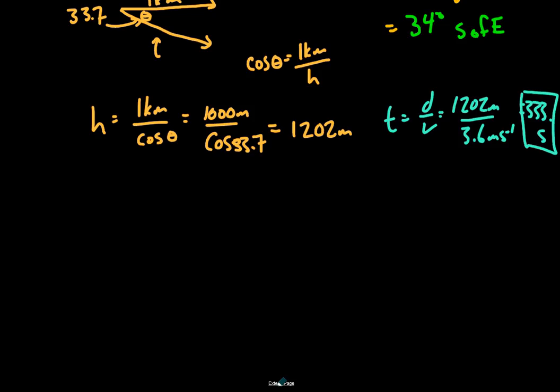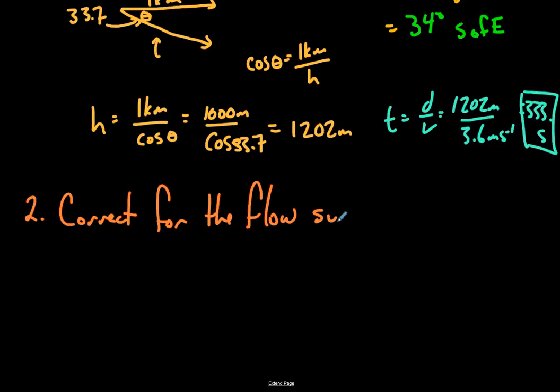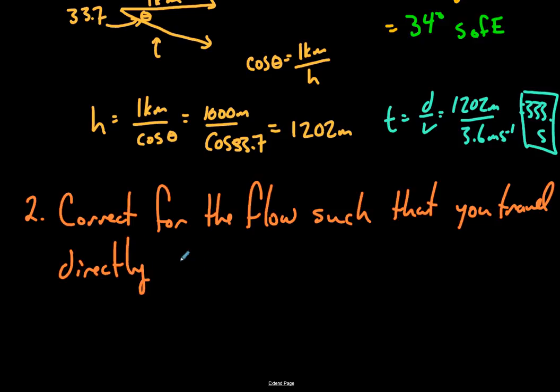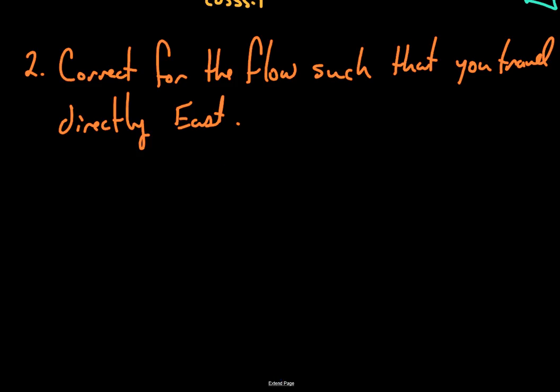The second thing here that I want to do though is now I want to correct for the flow of the river. Okay, so a secondary problem you might get with this is: correct for the flow such that you travel directly east. Okay, so now the setup is a bit different here. So let's think about what we're going to have to do.